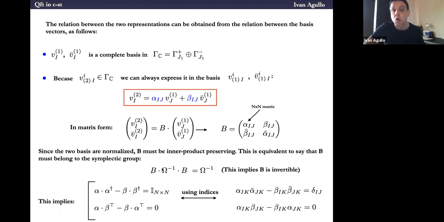And these conditions, using indices, for instance, are given by this. So this is just the condition that the change of basis matrix is symplectic and therefore preserves inner products. So if you do a change of basis, make sure that these conditions are satisfied. Otherwise, you will be incorrect.